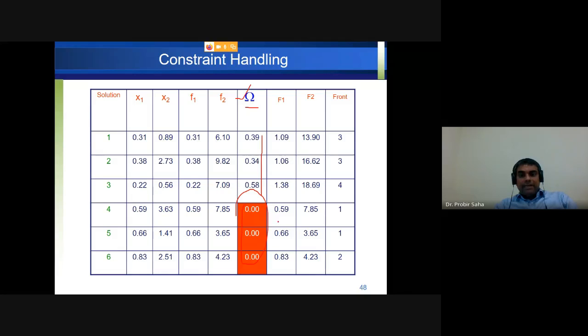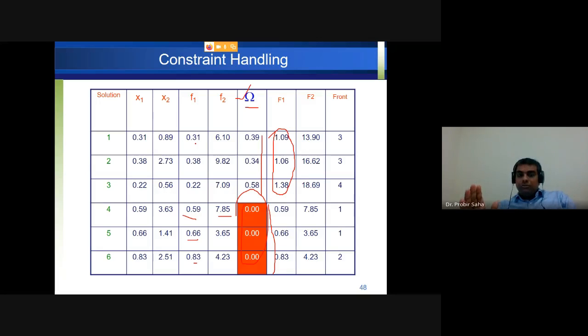Now you can see that F1 and F2 remain the same. See, F1 for solutions 4, 5, 6, whatever they were initially, 0.59, 0.66, 0.80, they remain the same. Even F2 also remains the same. But what has changed? These values have changed. Why am I changing it? I'm going to penalize it. I cannot use this value. If I would have chosen this F1, then by chance it can be selected, and it can again go outside the feasible solution domain.